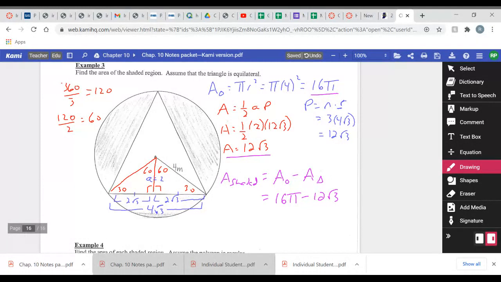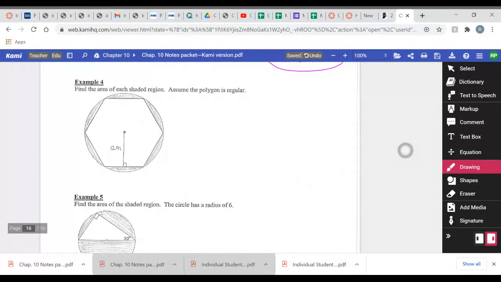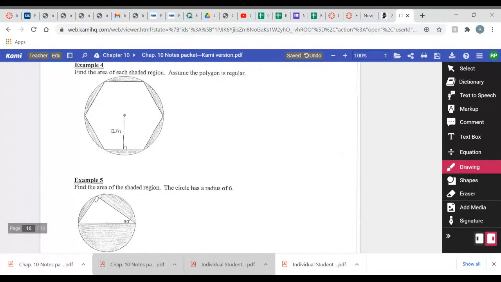And I end up with 29.5 rounded to the nearest tenth. Need to include units, and in this case, it is meters squared. Again, area is always squared. All right, 2 more, you can do it. Again, if you want to try these on your own, feel free. If you want to do it with me, that's fine.